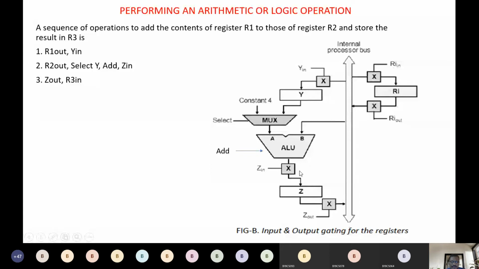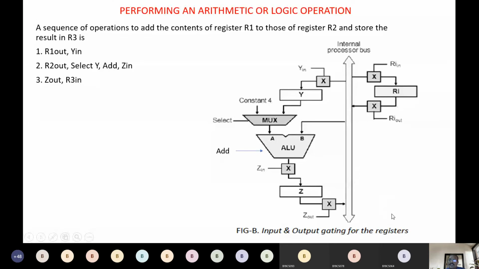So to give a summary, you can see what is happening here. We assume we have a register R1, a similar structure R2, and a similar third structure R3. What we want to do is add the contents of R1 with the contents of R2, and store the result of R1 plus R2 inside R3.